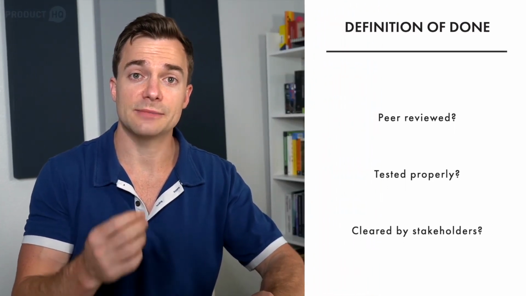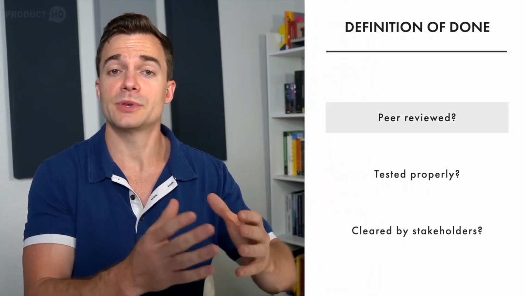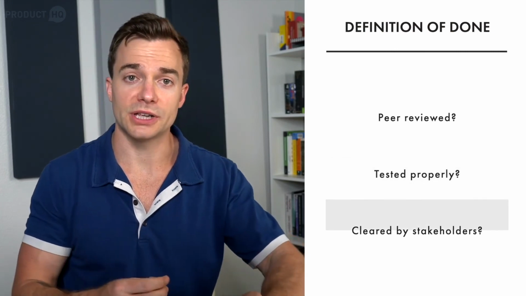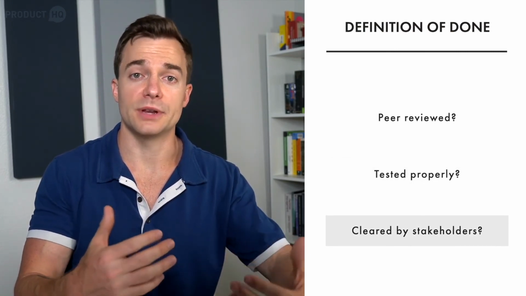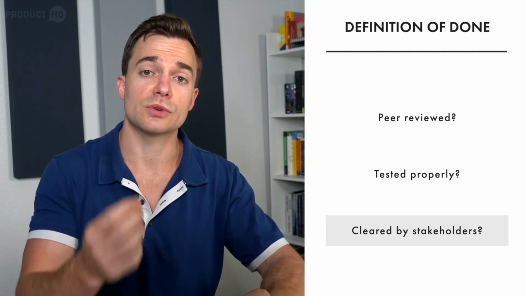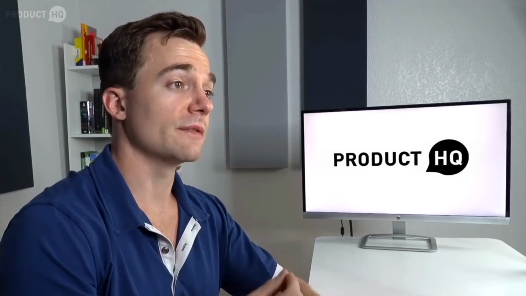So when you think something is done, there's a simple checklist to look at to make sure that it is done. Has it been peer reviewed? Has it been tested properly? Has it been cleared by stakeholders? This criterion varies from company to company, but it's important that there is an agreed upon checklist before something is officially done. If it does not meet the definition of done, it cannot be released or even presented for the sprint review.